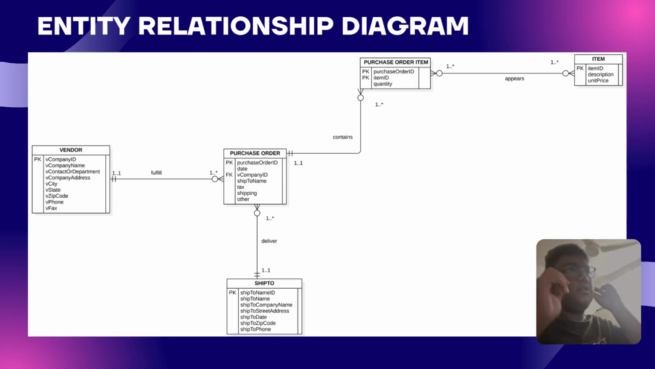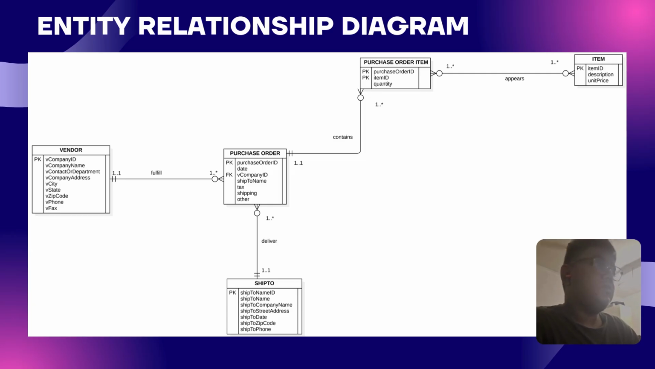Okay, now we will look at the entity relationship diagram. As we can see, we have 5 tables here. First, vendor, purchase order, ship to, or customer. And then we have purchase order item. Then lastly, item. For vendor, the attributes are V company ID, which is the primary key, and then V company name, V contact or department, V company address, V city, V state, V zip code, V phone, and V fax.